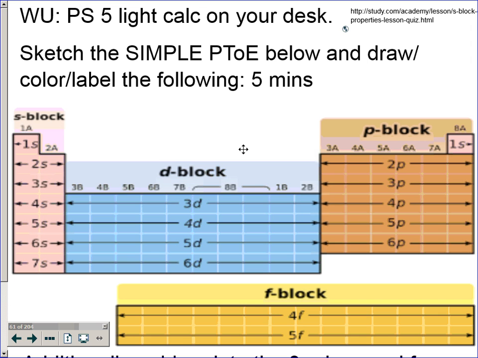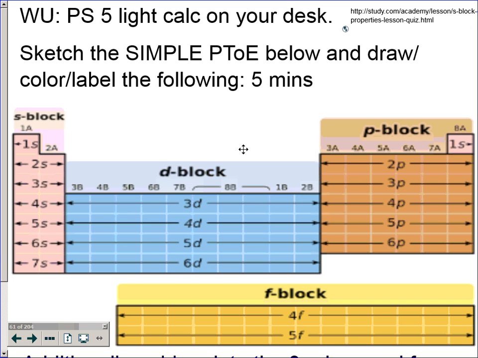So S block incorporates both what two groups of the periodic table? Alkali and alkaline earth. D block incorporates all of transition metals. P block incorporates basically all the nonmetals, right? Do you see that 1s over there? It actually belongs here. We'll talk about that shortly. And then F block are all the inner transition metals. All right, so halt on this for a moment.